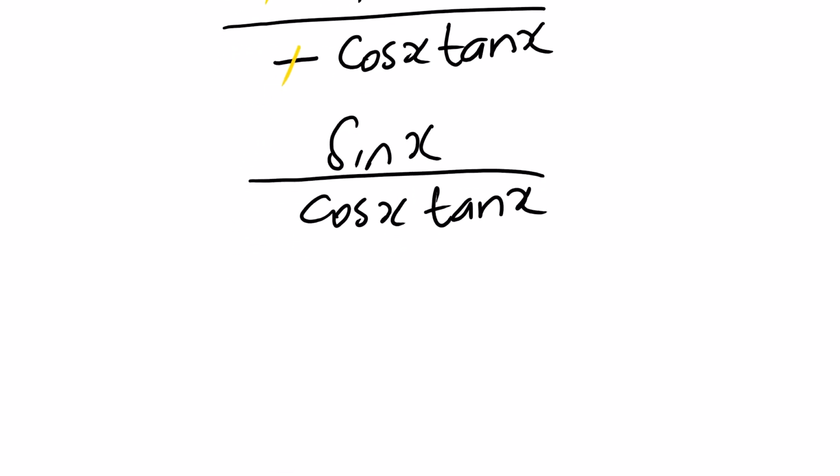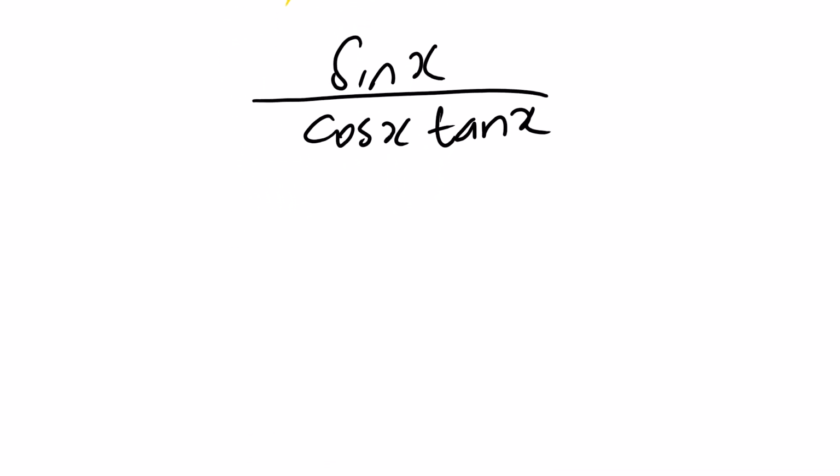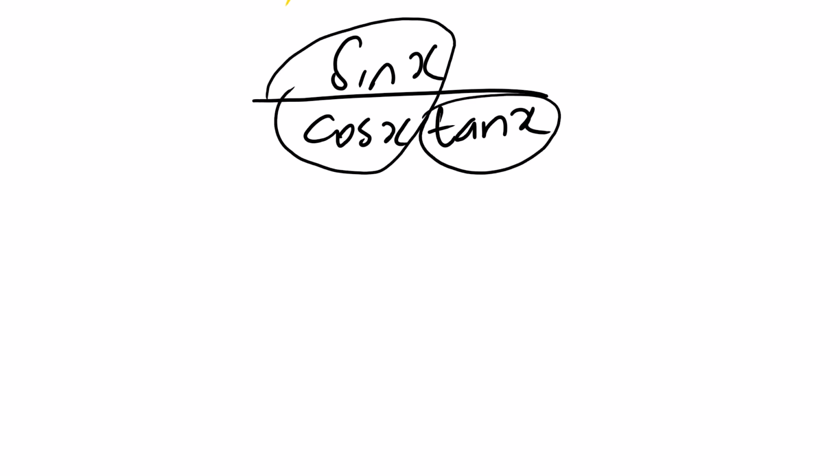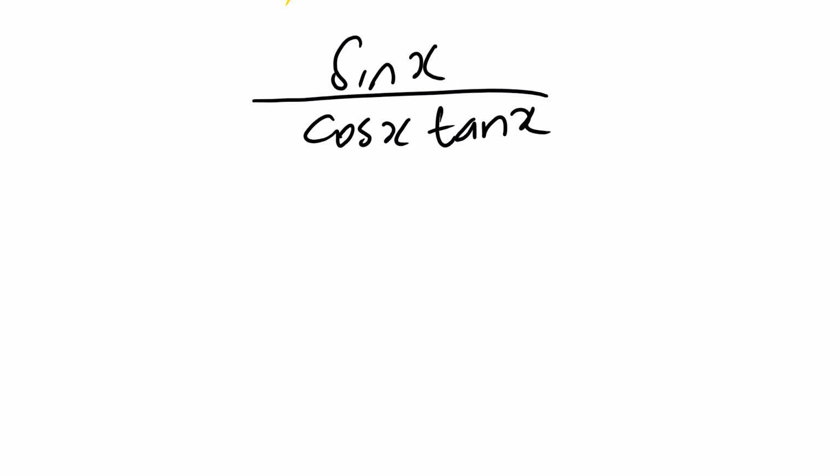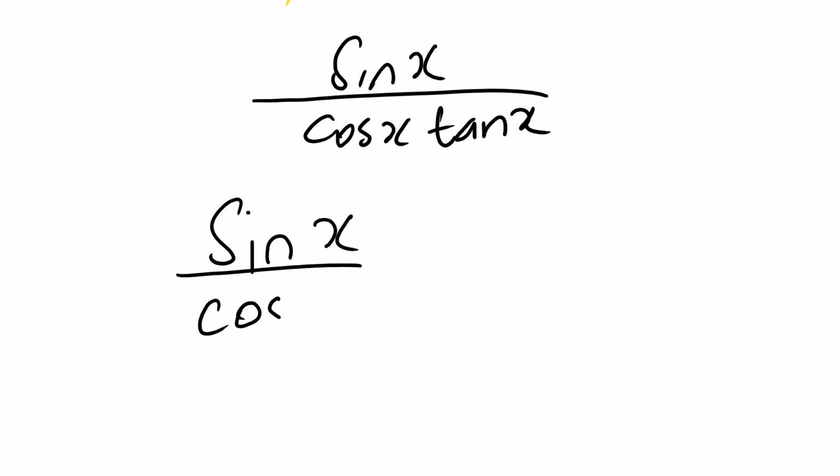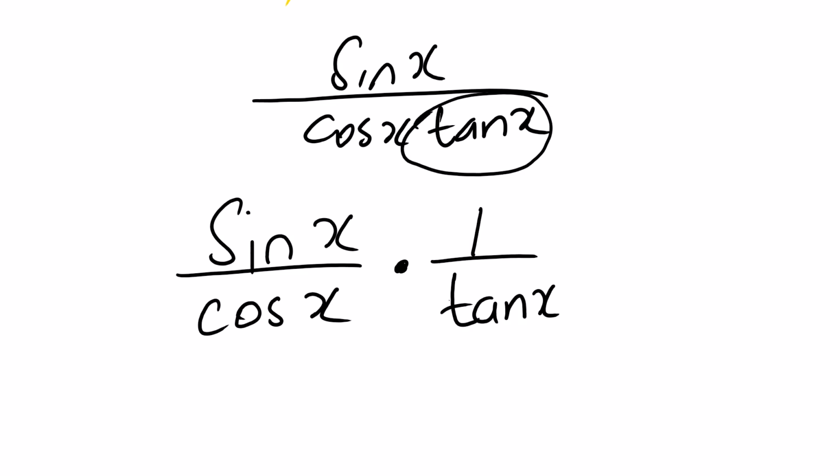Then from here we need to separate. Remember this, it's an identity. If we separate this from this, we are going to have sine x over cos x multiplied by 1 over tan x. Just make sure that this tan remains on the denominator level. Don't bring it here, no.